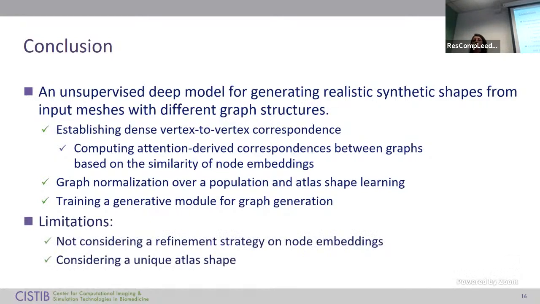But there were two problems in our work that we are going to target in our future research. First of all, we didn't refine the node embedding strategy yet, and we only considered one unique atlas shape.